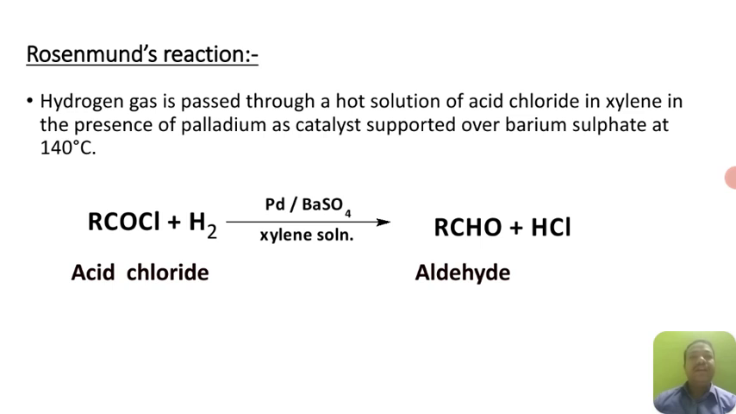Barium sulfate, as I said earlier, acts as a catalytic poison for palladium. It slows down the activity of the catalyst palladium.